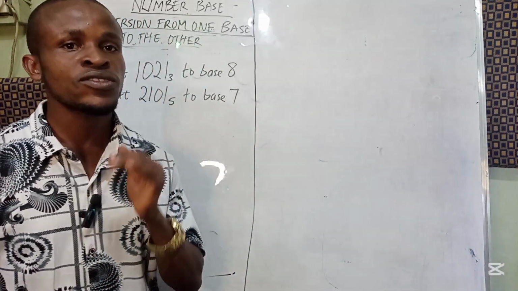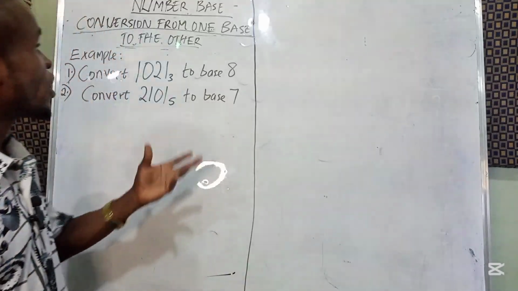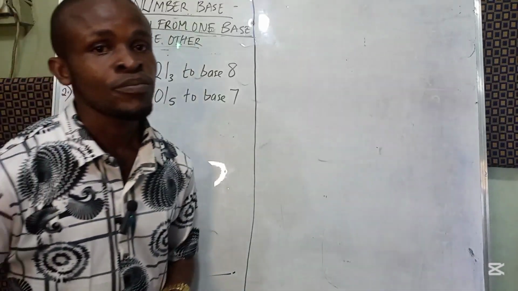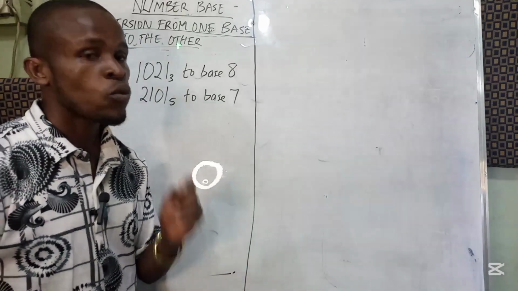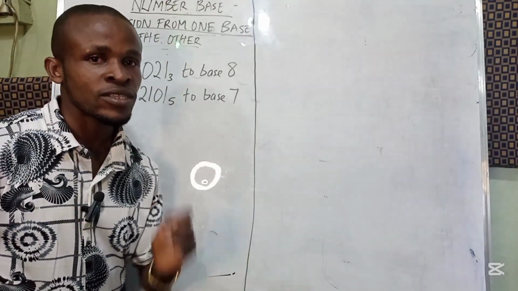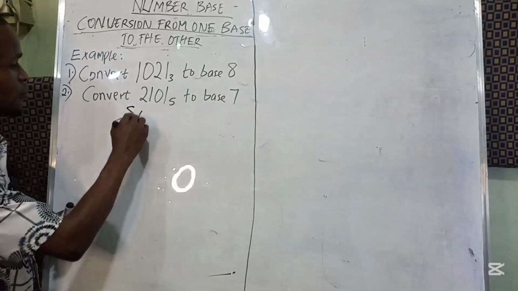In today's class, we're considering the topic number base. And under number base, we have conversion from one base to the other. Now, we have two examples to solve. The first one says convert 1021 in base 3 to base 8. So let's see how we can solve this problem.